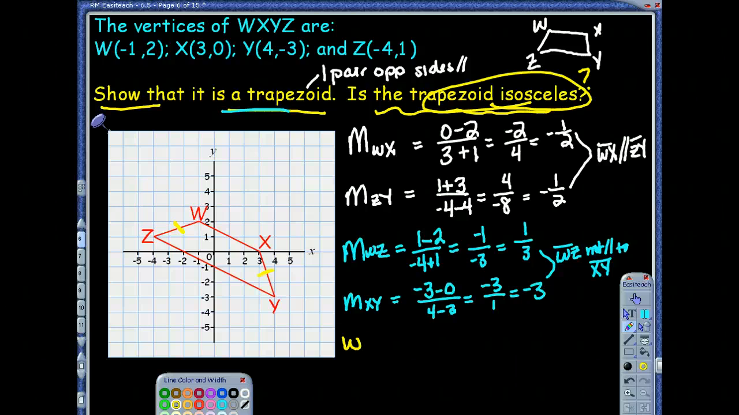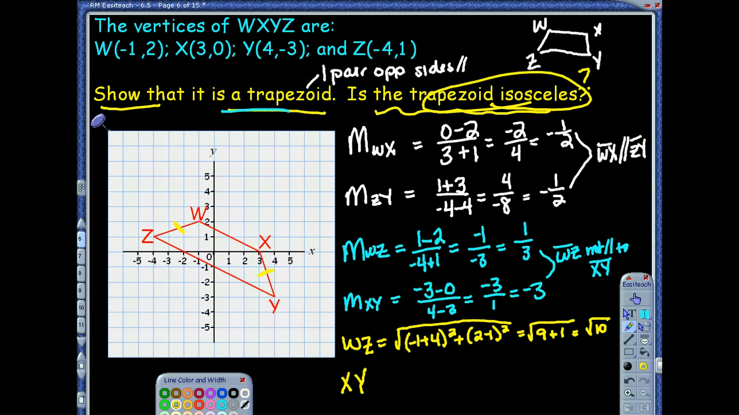So WZ. We're going to take the square root of negative 1 plus 4 squared, and then 2 minus 1 squared. And that gets you what? 3 squared is 9 plus 1 equals radical 10. And we're just going to leave it like that, because we just want to show that they're the same, if they are. We don't know if they are. It just says, is it? So we're really trying to figure out if it is or not.